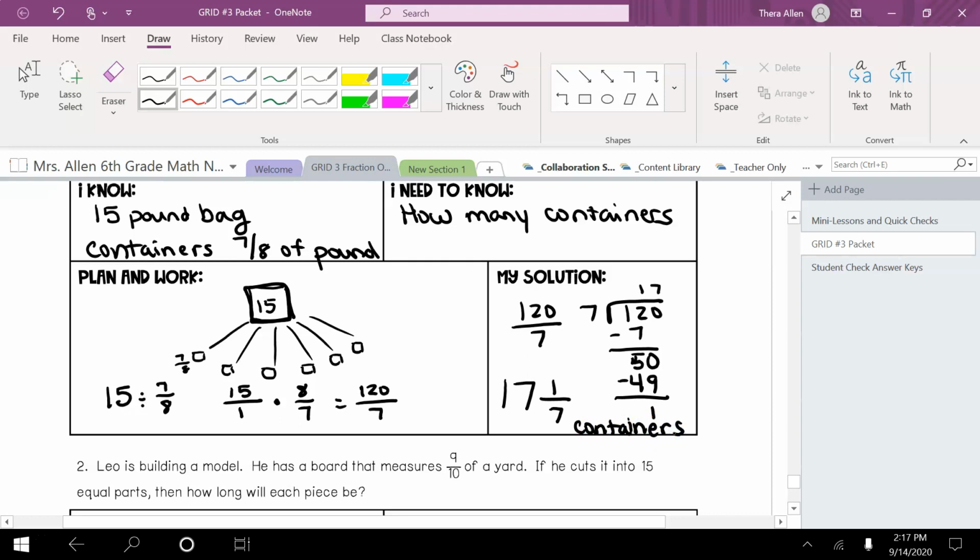But seeing that I cannot have 1/7 of a container, how many containers would I actually need? Well, I would actually need 18 containers to hold it all. You just would have a little less in that 18th container. It's kind of like having 1/2 of a person. Can't exactly do that. So you would round up in that situation.